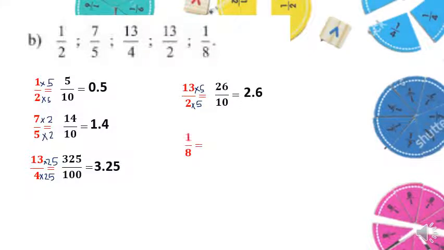The last one is 1 over 8. The friend of 8 is 125. So we multiply it by 125, but we are not done. We have to multiply also the numerator by 125. So the answer will be 125 over 1000 to give me 0.125.